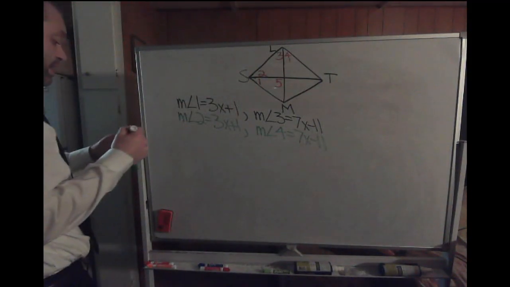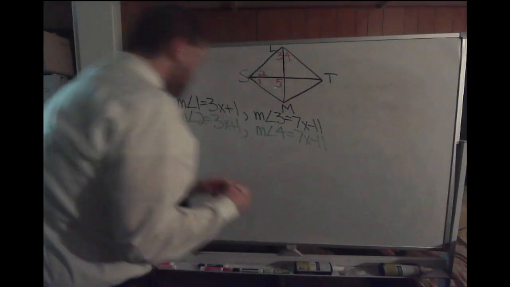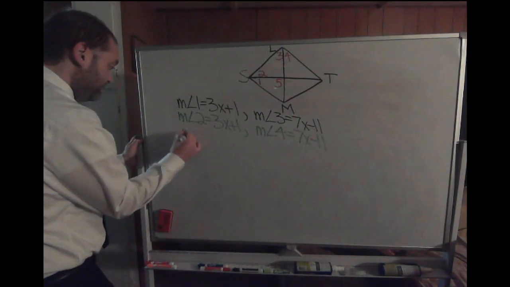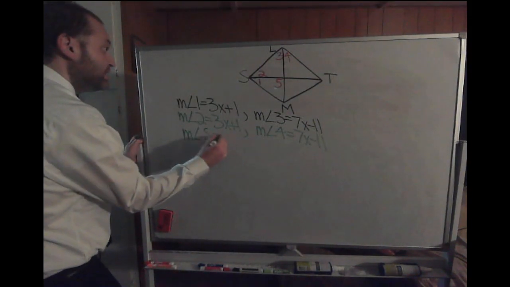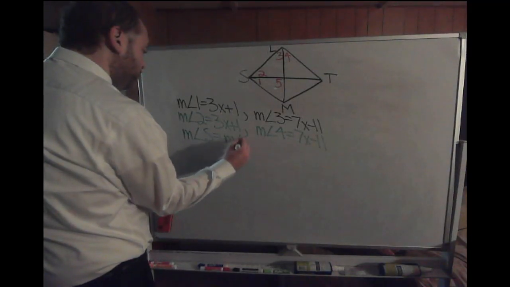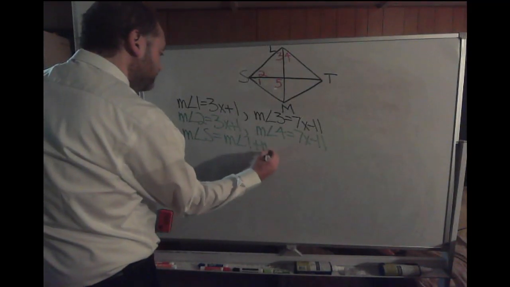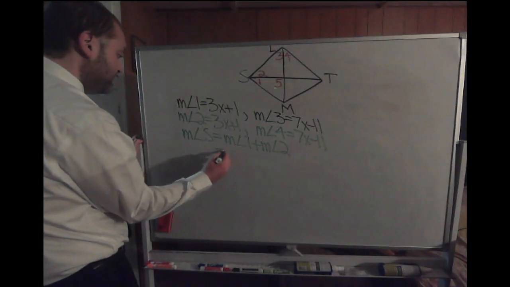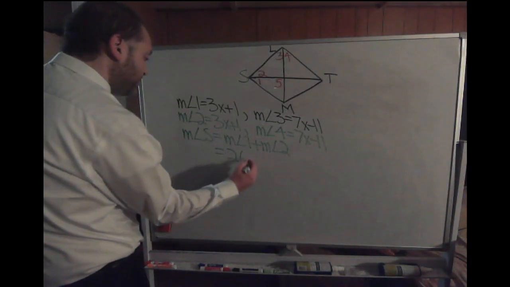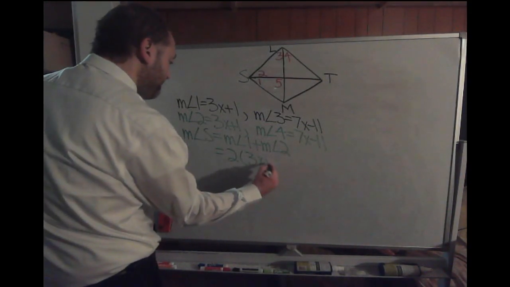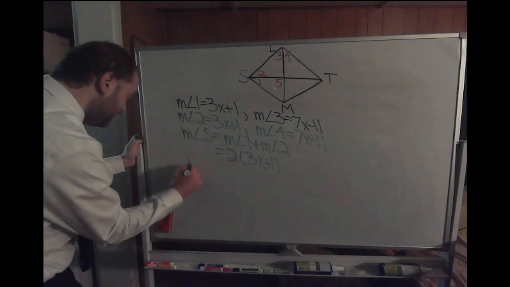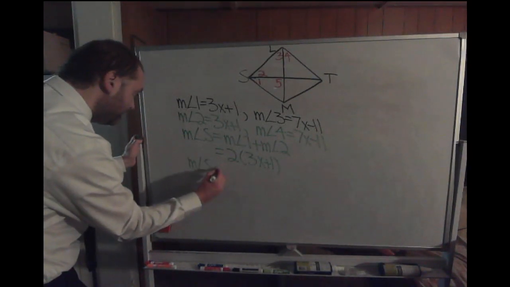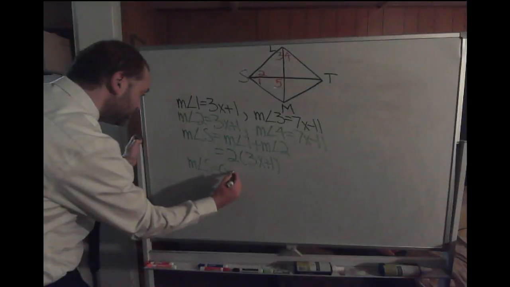There's S. Alright. So, angle S, again, the measure of angle S is equal to the measure of angle 1 plus the measure of angle 2, which would have to simply mean that it's equal to 2 times 3x plus 1, which means the measure of angle S equals 6x plus 2.